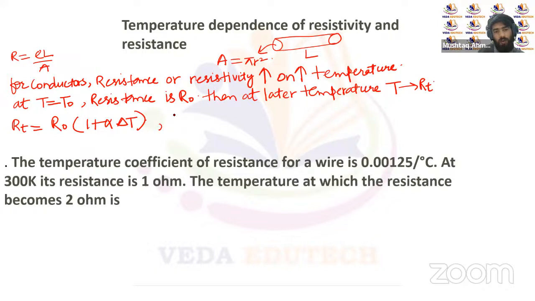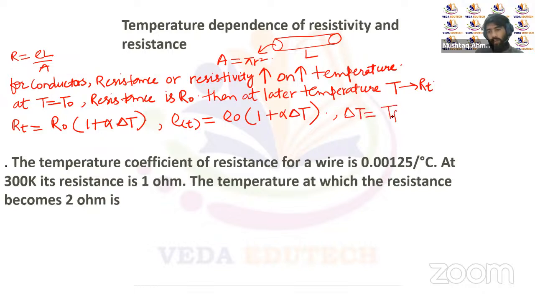And rho of T will be rho naught multiplied by (1 plus alpha delta T), right? So this is how the resistance and the resistivity of a conductor depend upon temperature. So what is this delta T? Delta T is actually the change in temperature. That's T final minus T initial, right?